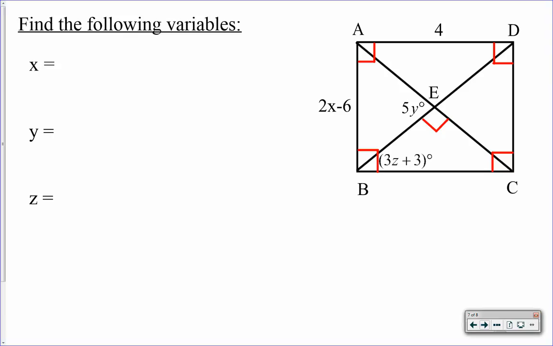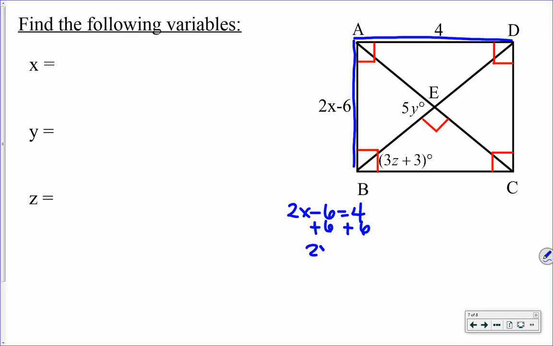Okay? So let's solve for x first. X is on this side and this side up here, AD. Well, we know that squares have equal sides. So if squares have equal sides, we can say that 2x minus 6 is equal to 4. And now we can solve algebraically. We're going to add the 6, divide by 2, so x is equal to 5. So using the properties of squares.